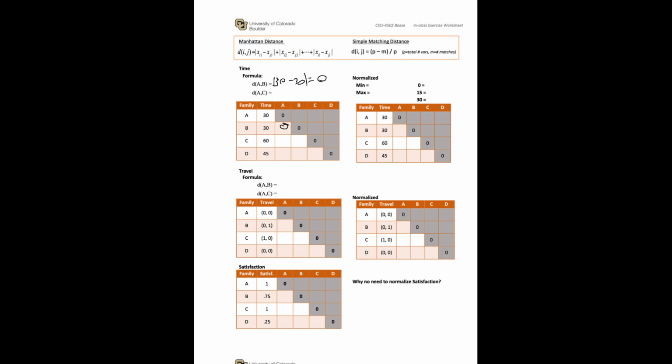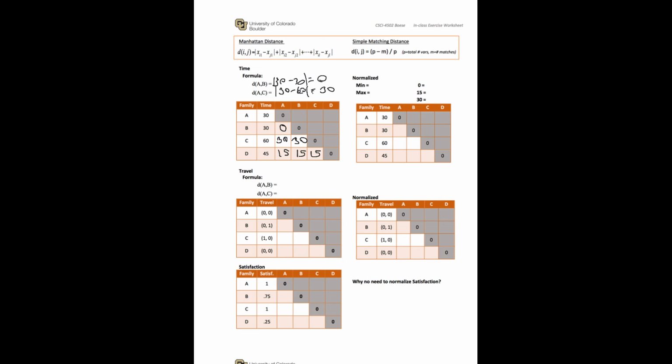All right, so then between family A and family C, there was a 30 for family A and 60 for family C. So we would have 30 minus 60, but it's the absolute value. So we end up with the value of 30. I'm going to fill in the rest of that table. Now what we want to do with that table finished, we have values that could be 0 up to 30, or we got 15 in there.